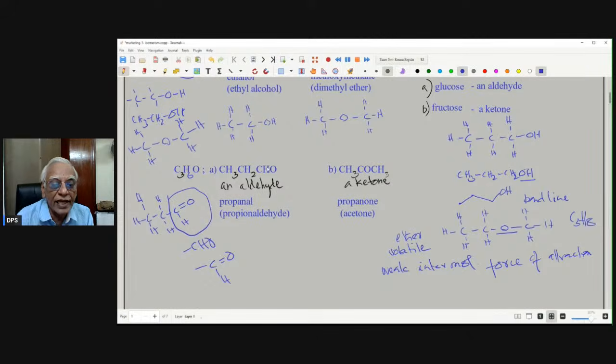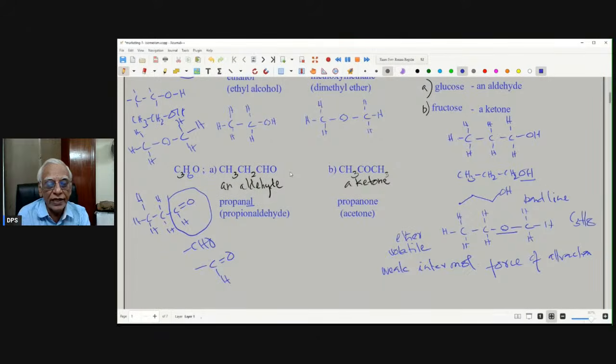So this can be an aldehyde. The condensed formula is CH3CH2CHO. It has 3 carbon atoms. Propane is an alkane, and all aldehydes end with -al: propanal. From the name itself, we can identify the nature of the functional group.